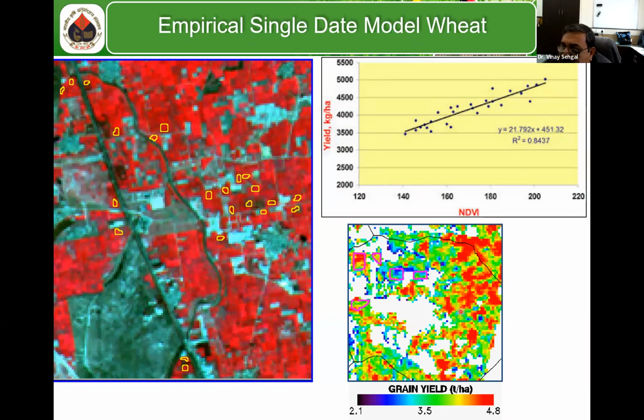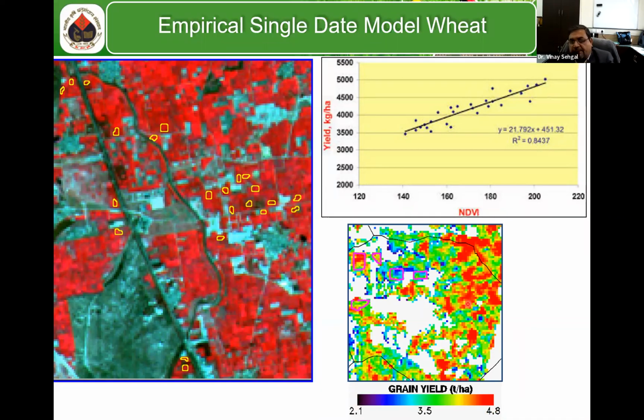Once you have generated this model, you can apply it to every other field to know what their yield would be. But of course, the R-square says it is 0.84, so something like 15 to 20% unexplained variance remains with these models, and many times that is not acceptable. Here, for a small area, these are the fields we used to estimate the yield, and then we applied the model to every other field to generate yield values between 2.1 tons per hectare and 4.8 tons per hectare.